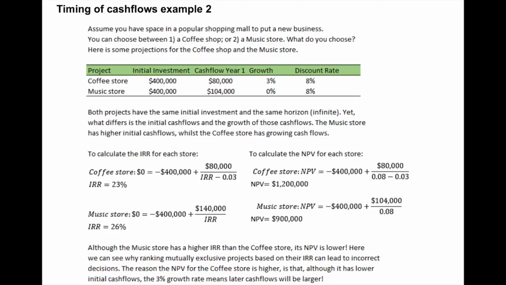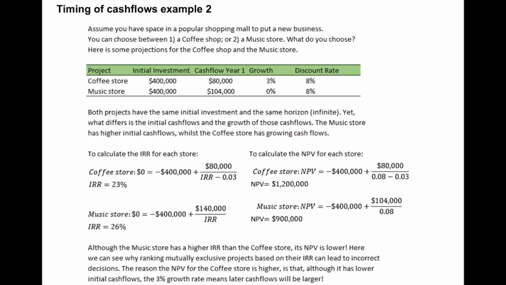Here's some basic information on those. You will notice that both the projects have the same initial investment of $400,000. The music store has a higher initial cash flow compared to the coffee store. The coffee store only has $80,000 in year 1 and the music store has $104,000 in year 1. Both stores have the same discount rate of 8%, but the difference here is that the cash flows for the coffee store are actually growing at 3% every year, whereas the cash flows for the music store are not.